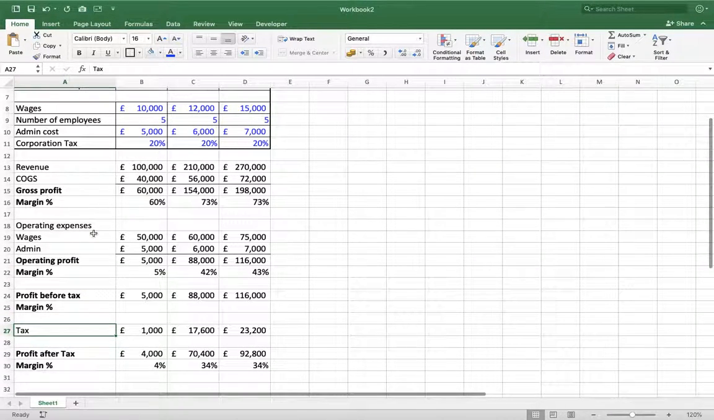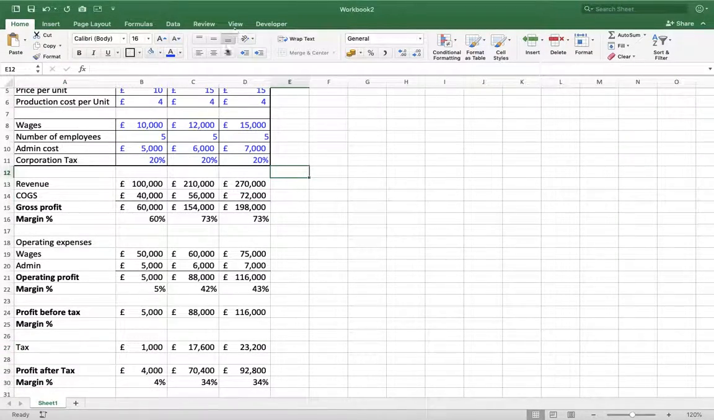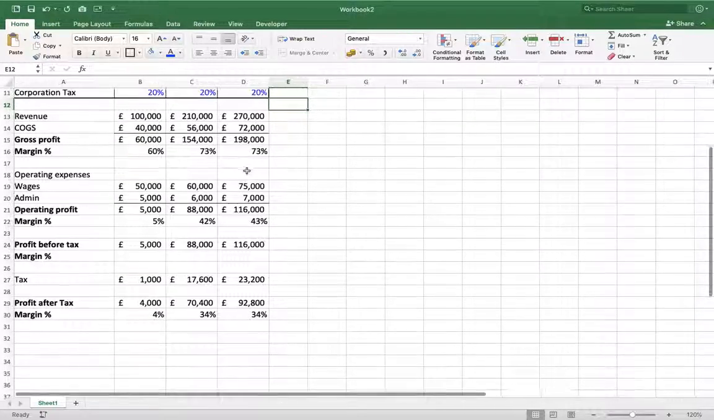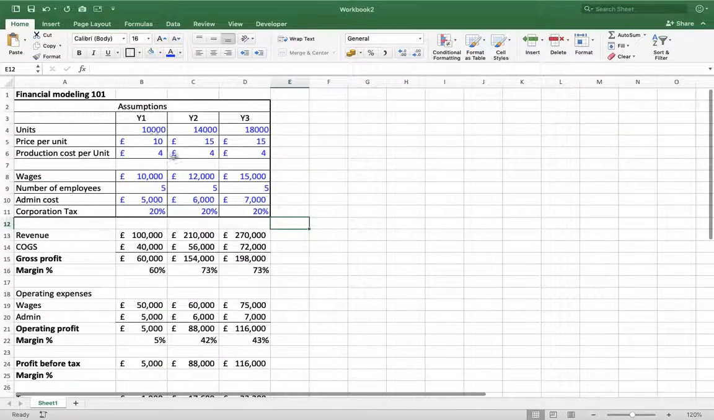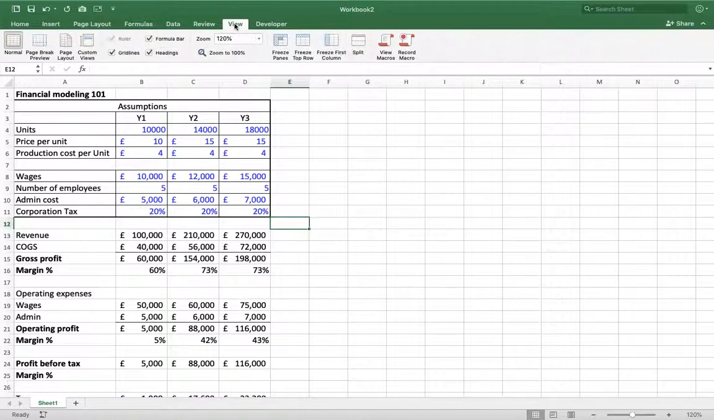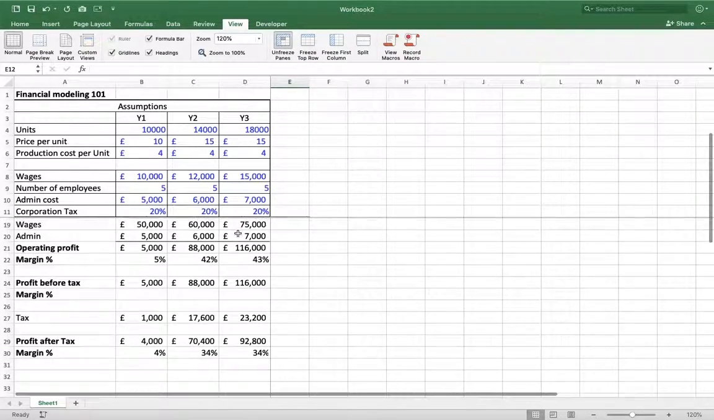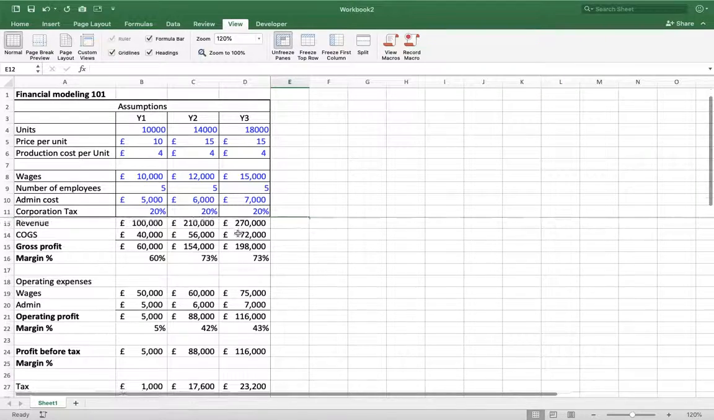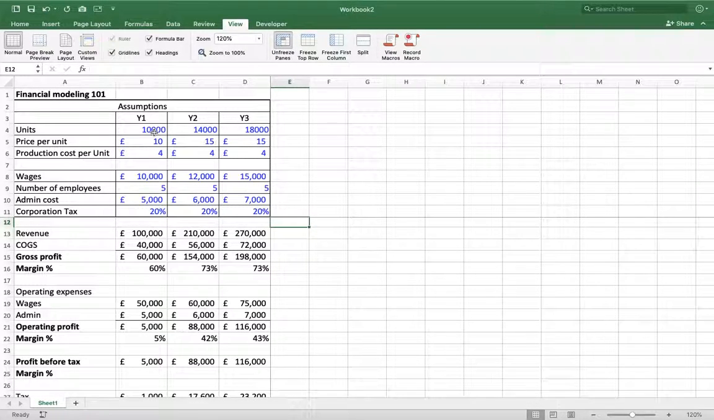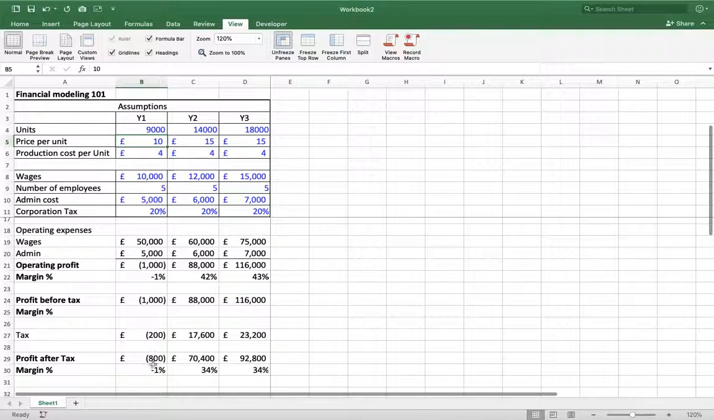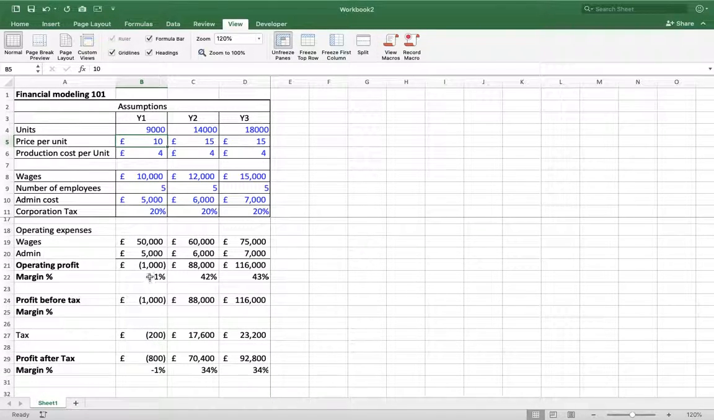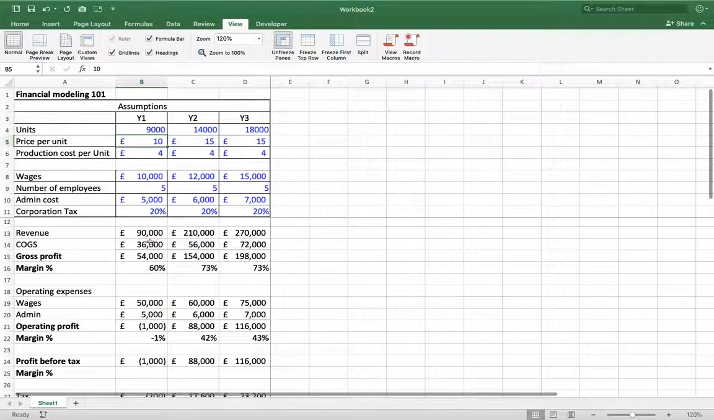And to see the changes as they appear, we're just gonna freeze the top bit, because when we drop down to the revenue, we can't see the assumptions. If you want to make changes and see them directly to be more practical, go to the views and freeze this pane. If you change the unit, let's assume instead of 10,000 units we produce 9,000 units, we can see we've got a loss, and from the operating profit, the first year will be a loss.